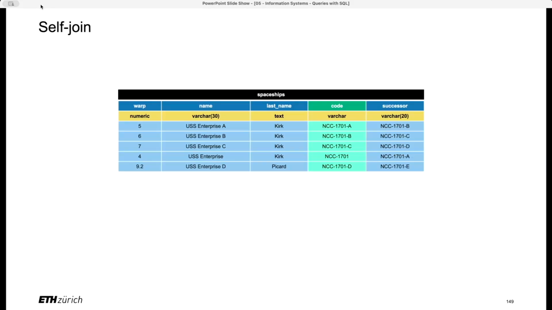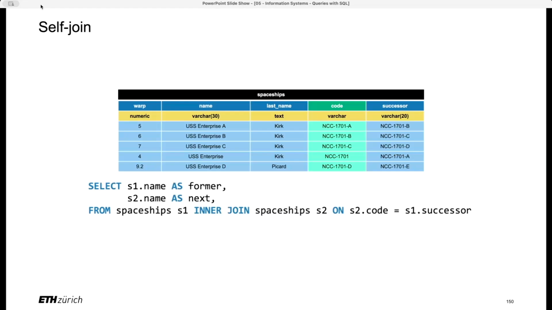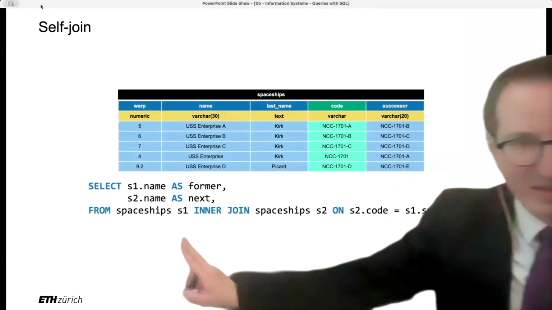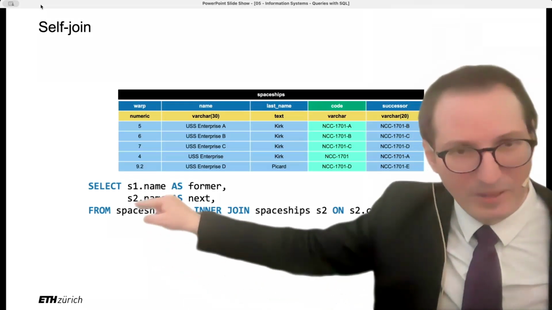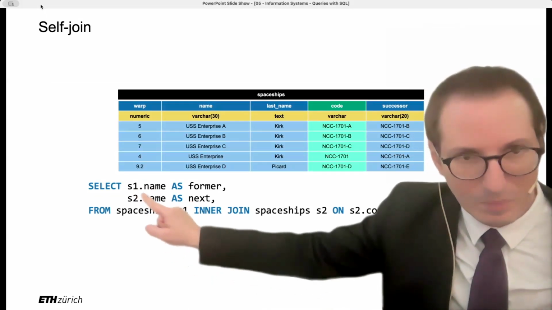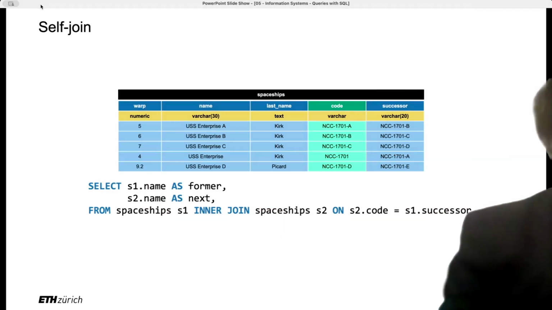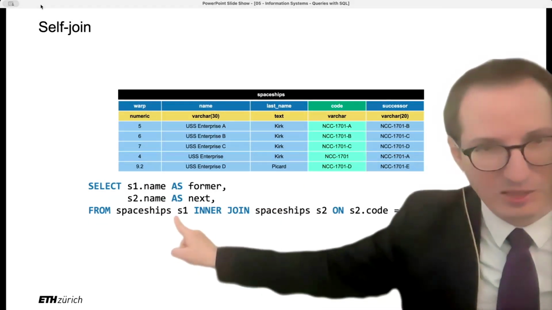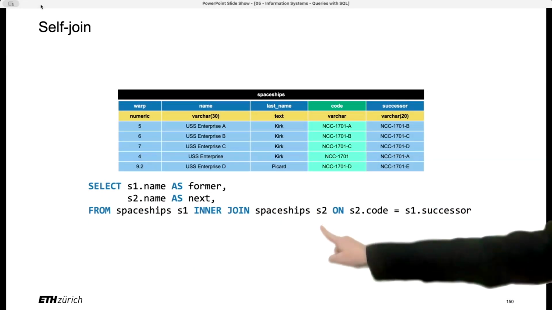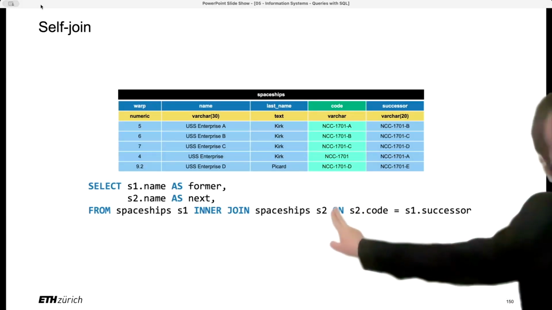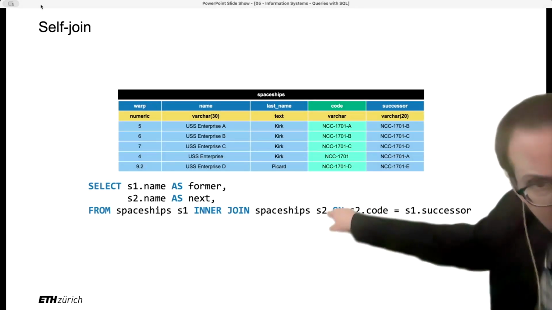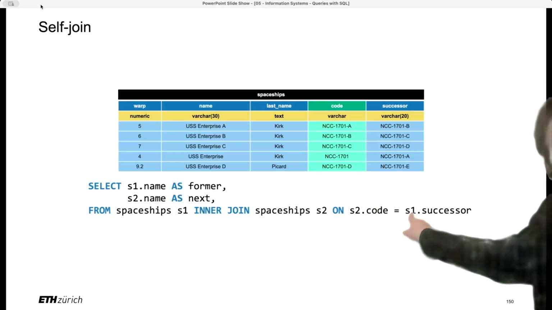Think of genealogy, a table of people, and then you have the parents, the children, and so on, right? Also referencing the same table persons, right? It's basically a graph. Well, in that case, if you want to do the join, you can write it like this, spaceships join spaceships. But then you have a problem of ambiguity, because if you don't rename them, you cannot distinguish between the two because they have the same name. So for this reason, you say, okay, this one I call S1 and this one I call S2, right? And that allows me to specify my theta join because I'm using ON here, ON S2.code equals S1.successor.